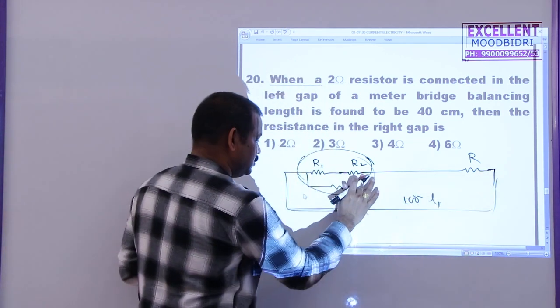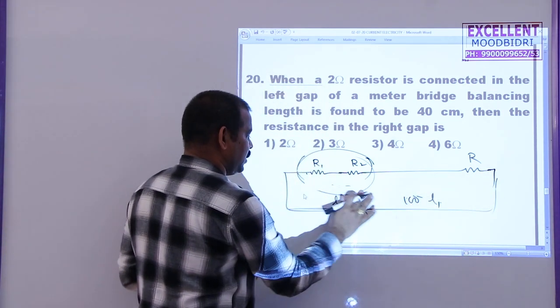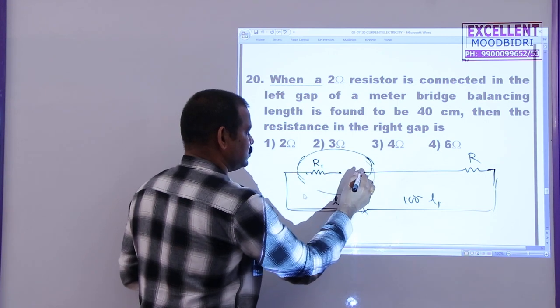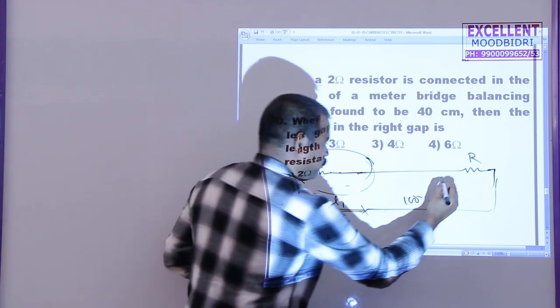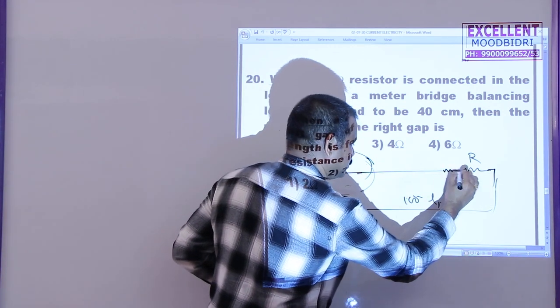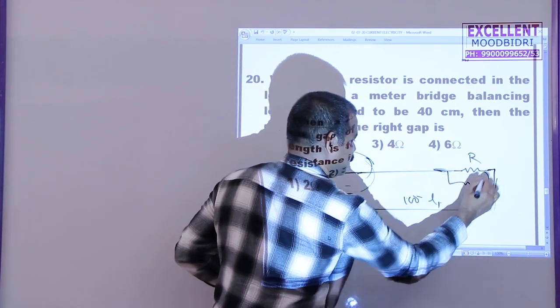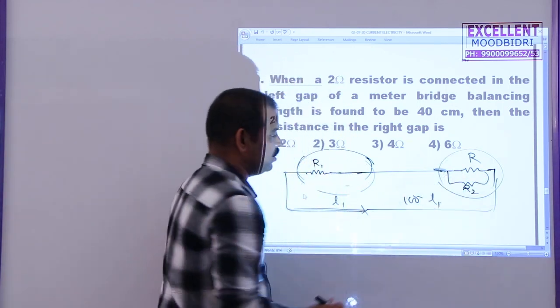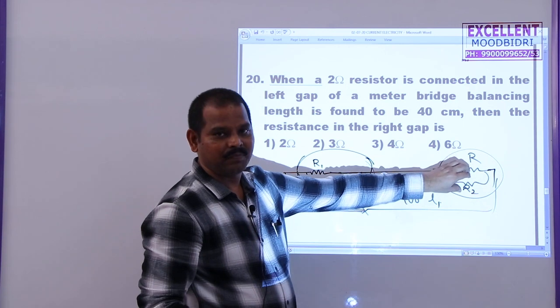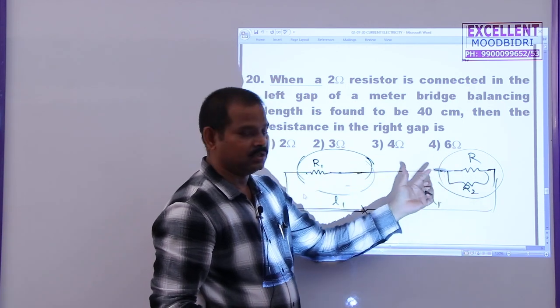In some problems, instead of connecting resistance in the left gap, let us say only one resistance is given, R1, and no resistance is connected in the right gap. If one more resistance is connected either in series or in parallel, then also the resistance in this gap will decrease if they are connected in parallel, and increase if they are connected in series.